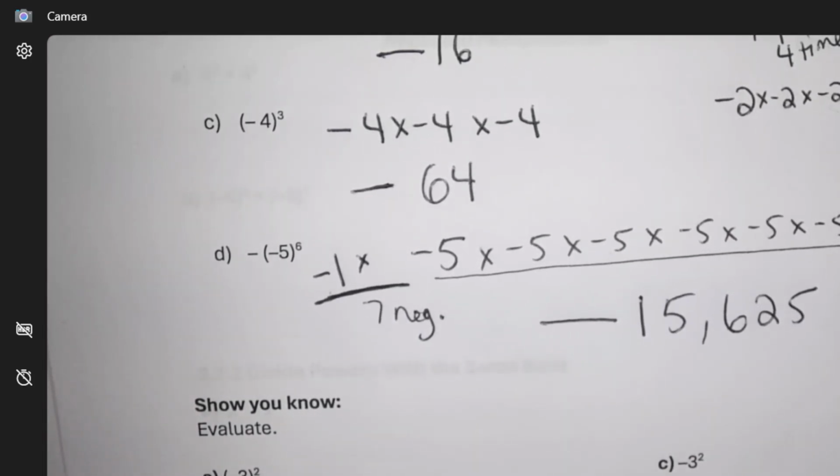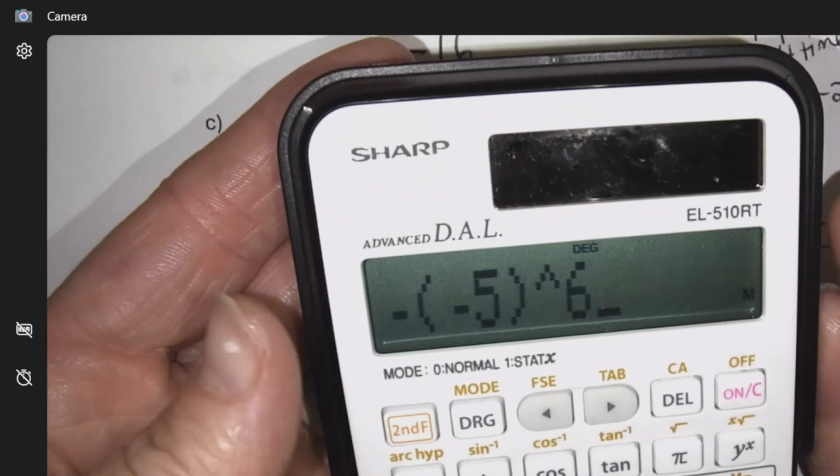Does anybody want me to type it again to see what it was looking like? Didn't quite.